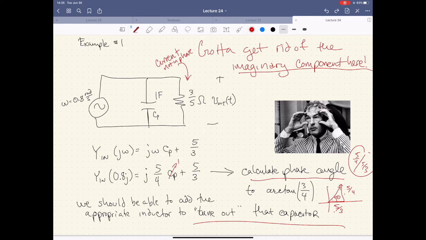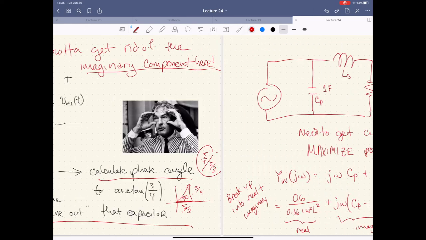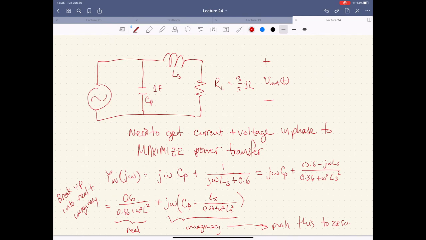Okay, so let's try to find that inductor that we want. So let's chuck an inductor in here. That sounds like a game at a carnival, doesn't it? Chuck an inductor. I don't know what it would do. Probably would have something to do with magnets.